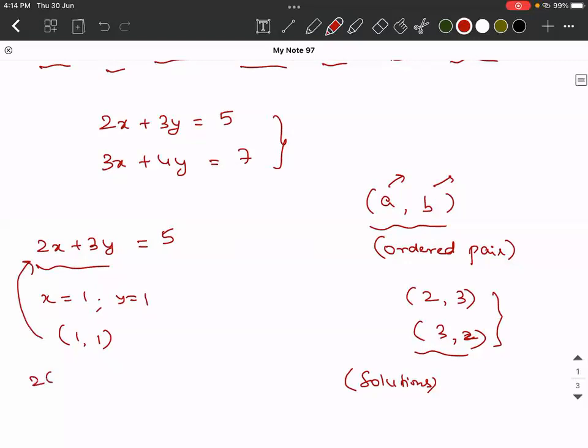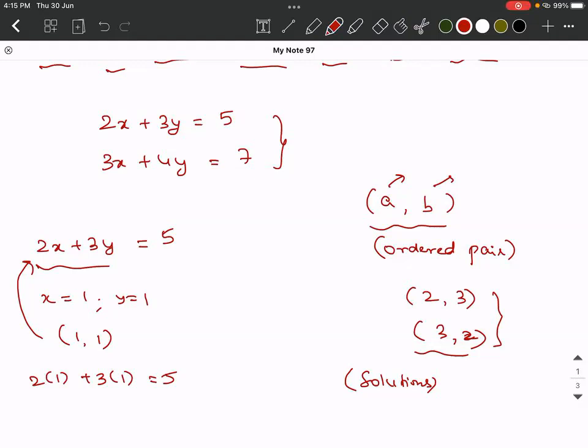How did I say this? In the place of x, I'm putting 1, and in the place of y, I'm putting 1, so that I'm able to get a 5. So those values, the values of ordered pairs or the coordinates or the values of abscissa and ordinate, which actually satisfy the equation, are called solutions.